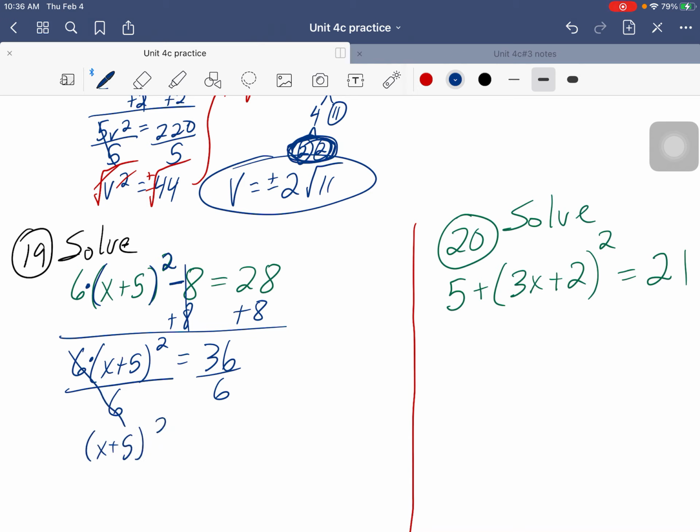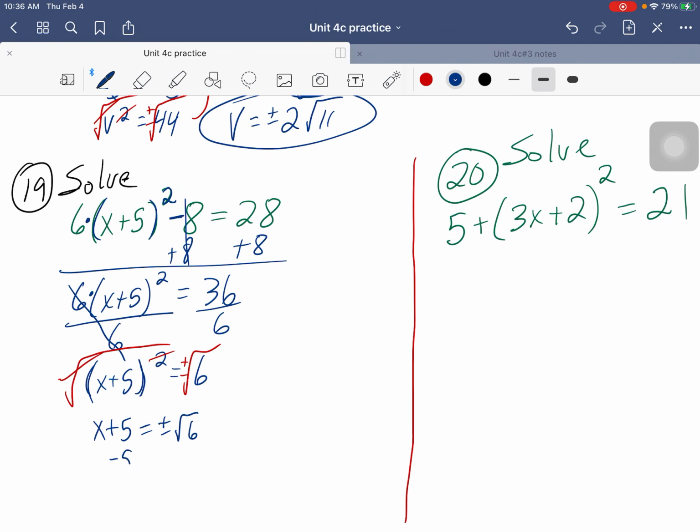x plus 5 squared equals 6. All right, now if we square root, you get x plus 5. We can drop the parentheses because the parentheses are only there because of the square. There's no other multiplication or anything on the outside of it, or a negative on the left side. We have a plus minus square root of 6. The only other operation we have to do is subtract 5.